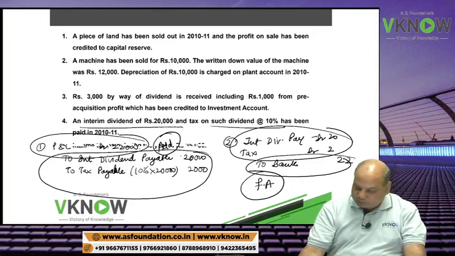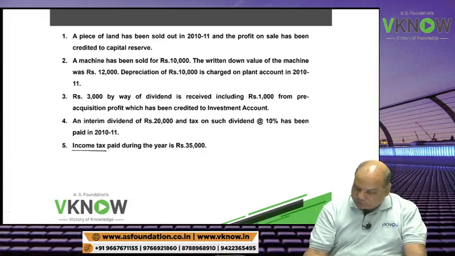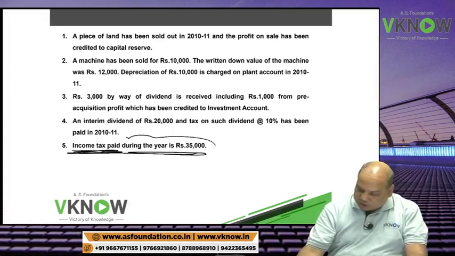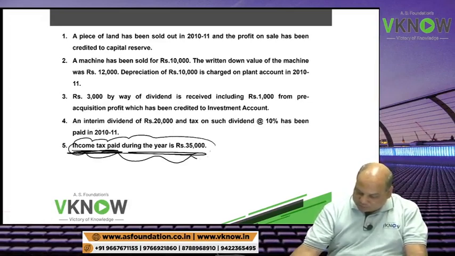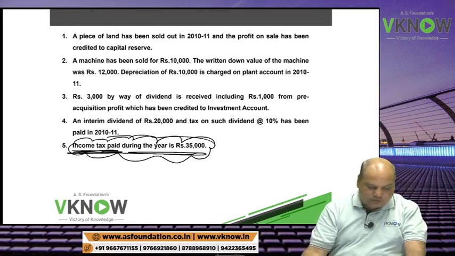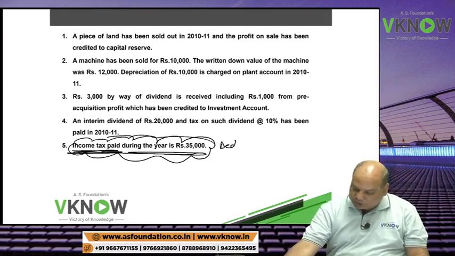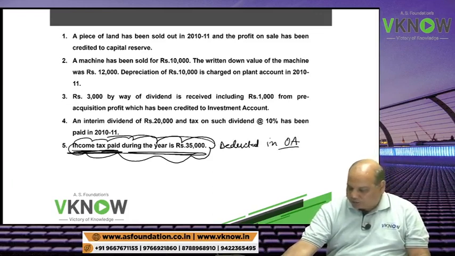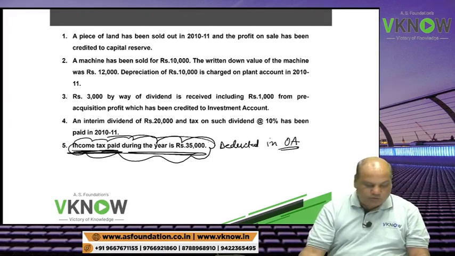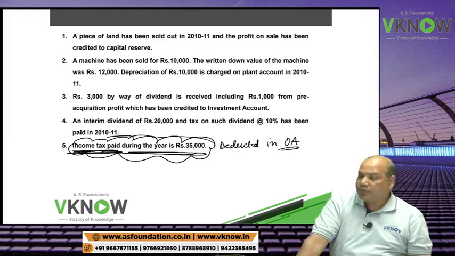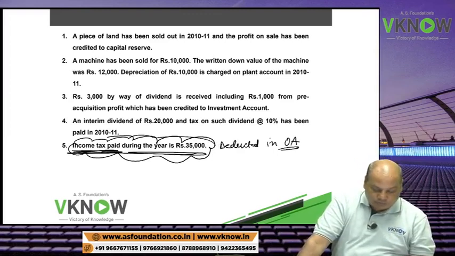Next point, number 5, income tax paid during the year. Actual tax paid will be deducted, 35,000. Income tax paid during the year, this will be deducted in operating activity. Okay, so this is my question, very important question. So let us solve it together.